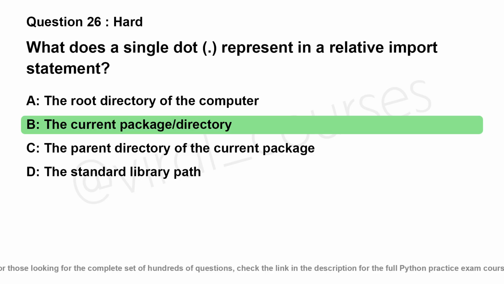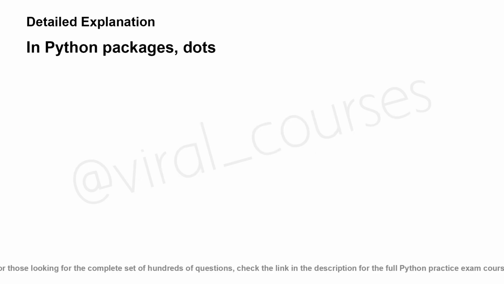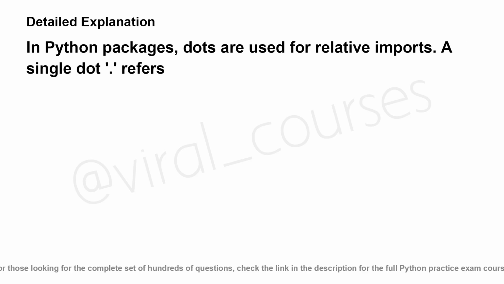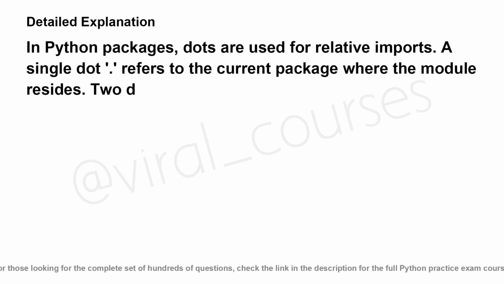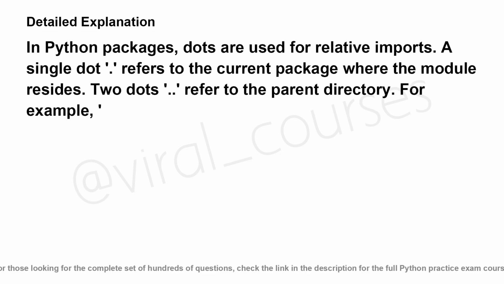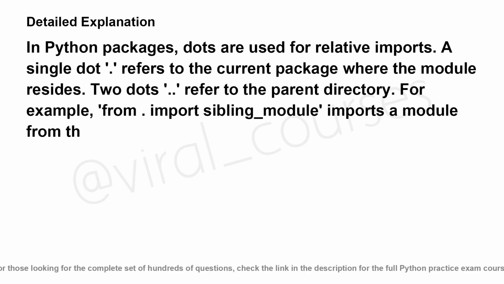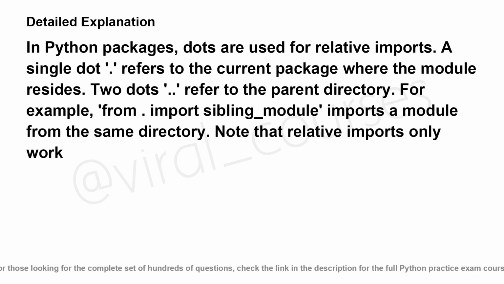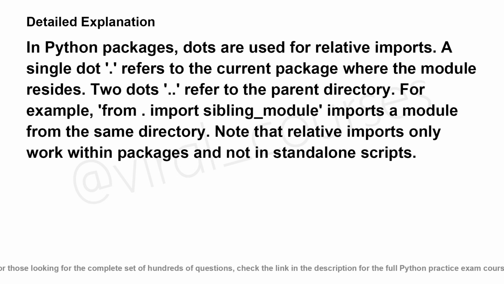The correct answer is B. In Python packages, dots are used for relative imports. A single dot refers to the current package where the module resides. 2 dots refer to the parent directory. For example, from . import sibling_module imports a module from the same directory. Note that relative imports only work within packages and not in standalone scripts.